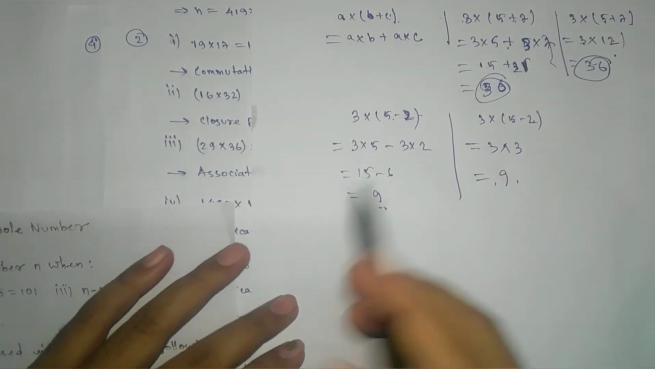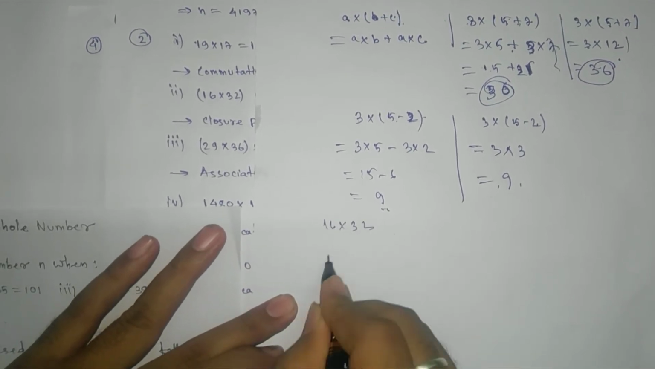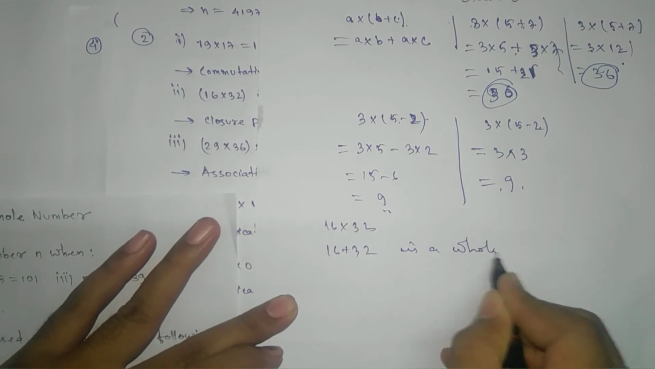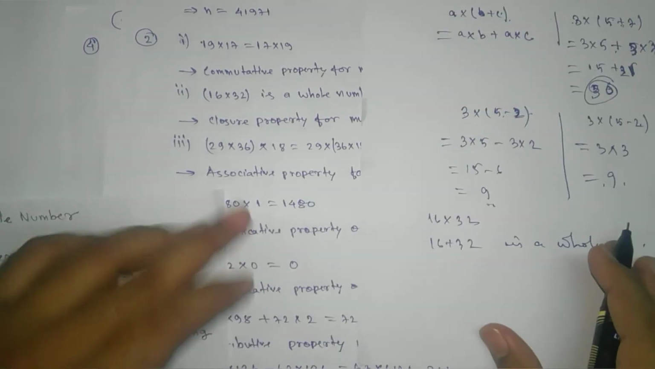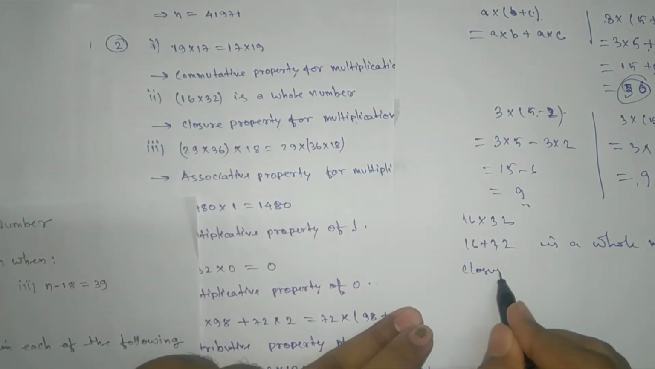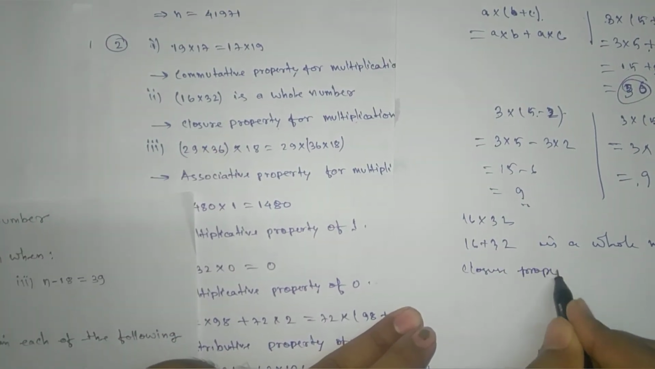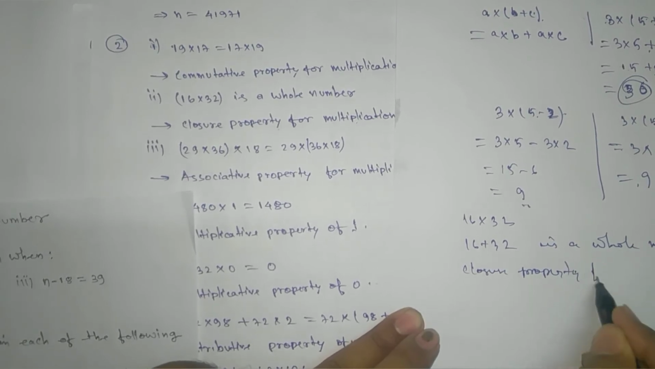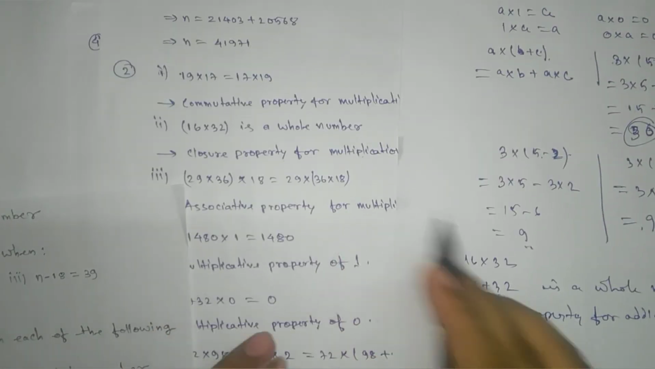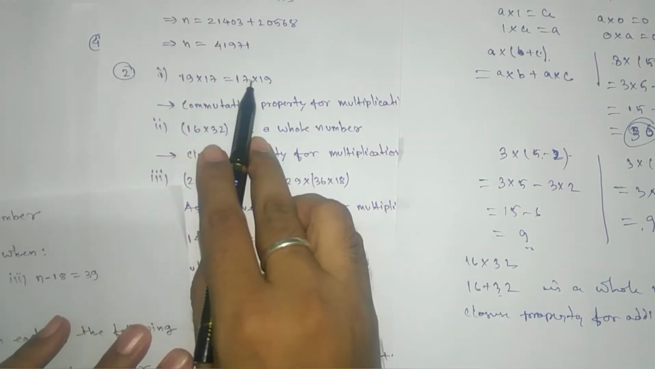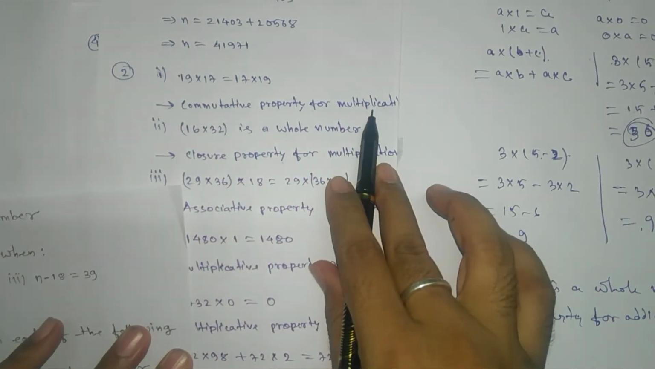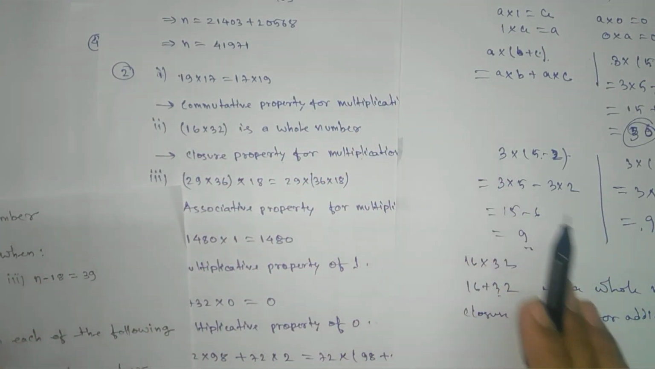If instead of writing 16 into 32, it is written 16 plus 32 is a whole number, then we'll just replace it for addition, that is the closure property for addition. That we're going to write if it is a plus symbol. Similarly here, if both sides have a plus symbol, then we'll write the commutative property for addition, not multiplication. Okay, you need to see what they have given here.